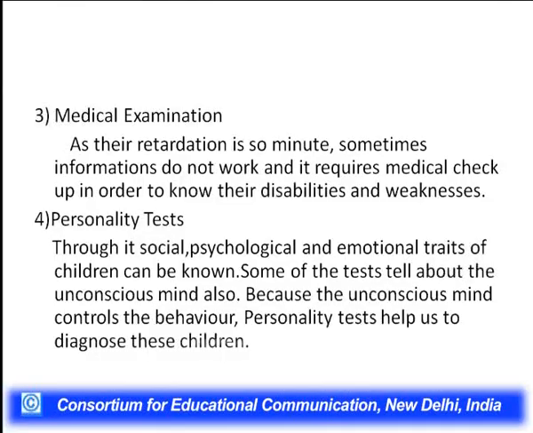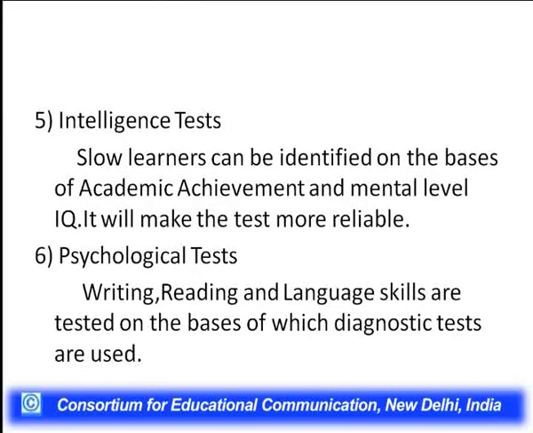There are various personality tests like intelligence test, attitude test, aptitude test, and on the basis of these tests we try to diagnose the children. Then intelligence test. Slow learners can be identified on the basis of intelligence test. Wechsler was the first to innovate or give us the intelligence test. So on the basis of IQ we can try to know who the slow learners are.